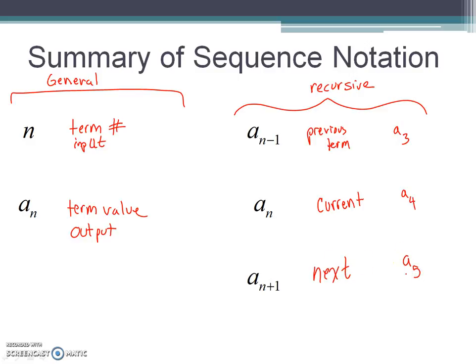So keeping your notations squared away is an important feature.